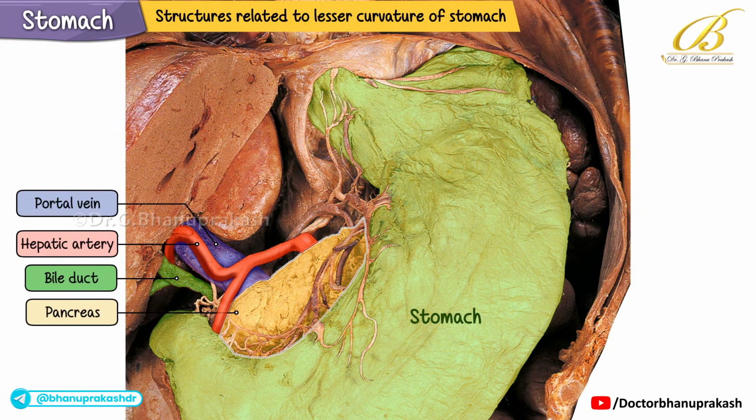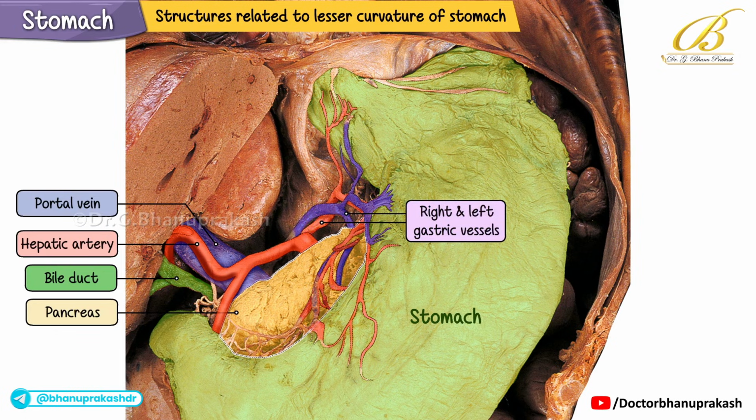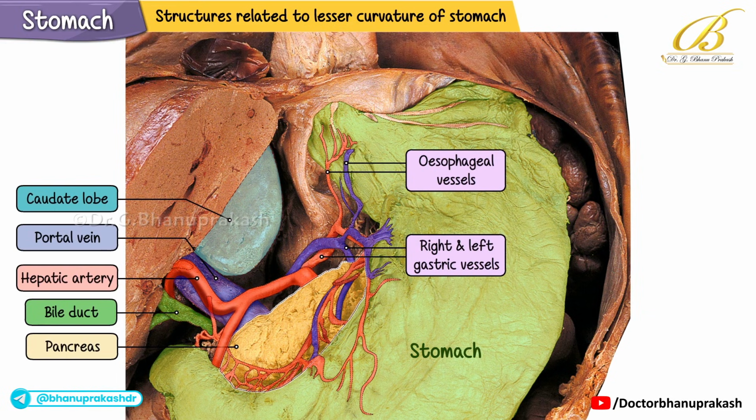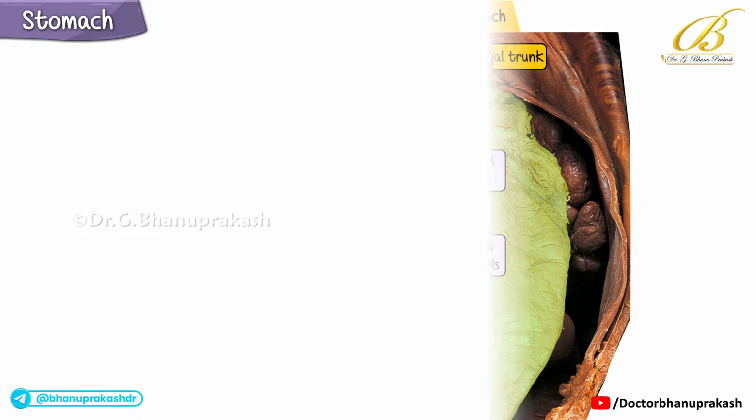Running along the lesser curvature, we can identify the right and left gastric vessels supplying this region. At the upper part of the lesser curvature, the esophageal vessels are also visible. Once the left lobe of the liver is removed, the caudate lobe becomes clearly seen. Finally, just above the diaphragm, the anterior vagal trunk can be seen descending toward the stomach, providing parasympathetic innervation.